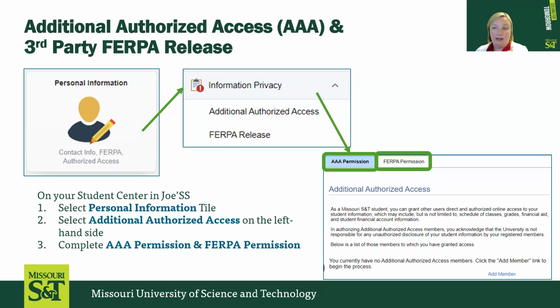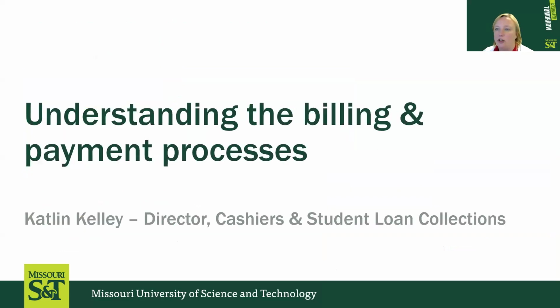The FERPA permission is via phone. So if you want to give us a call and ask us questions on the student's behalf, the student needs to make sure they've given you FERPA permission and you are calling from the phone number that they entered into that section. So from here forward, it's really a good idea if students set up whoever they want to talk to us on their behalf. Go ahead and get set up with AAA and FERPA permission so that you're covered from here forward.